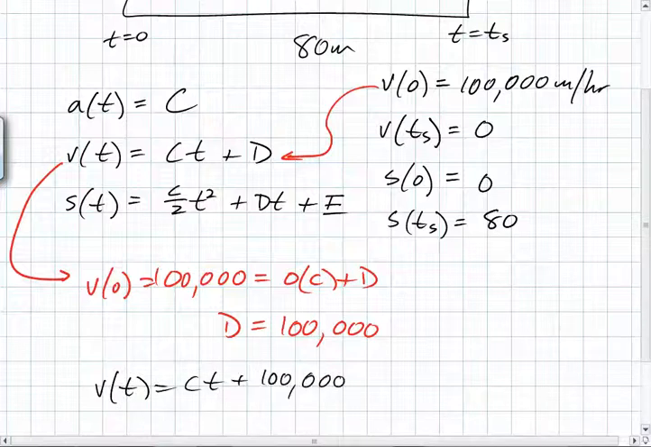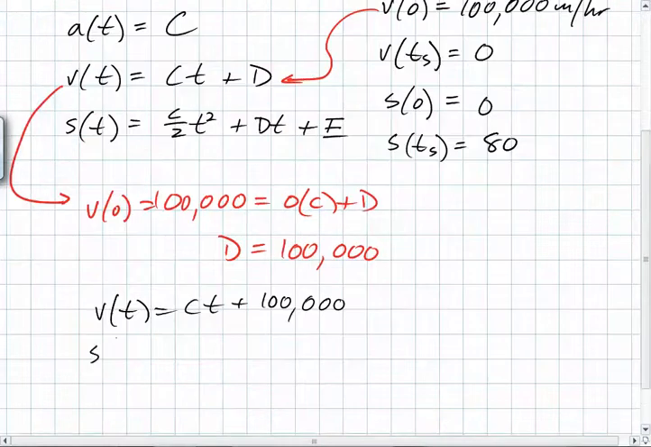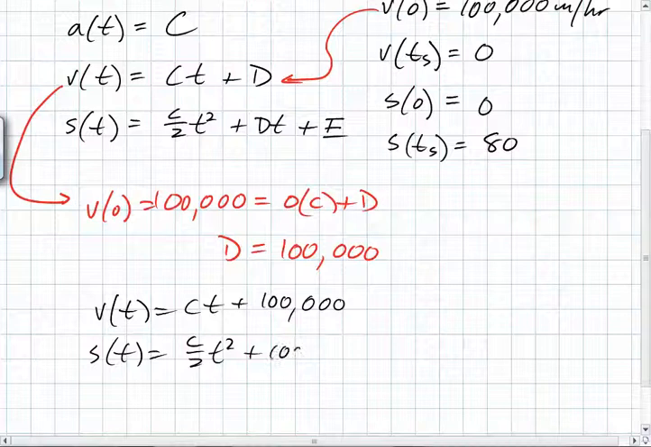100,000. And you also have a new position function. What's that? c over 2 t squared plus 100,000 t plus e. Okay, so we've used the first one. Let's use the second time stop. Let's go to here first, I guess.